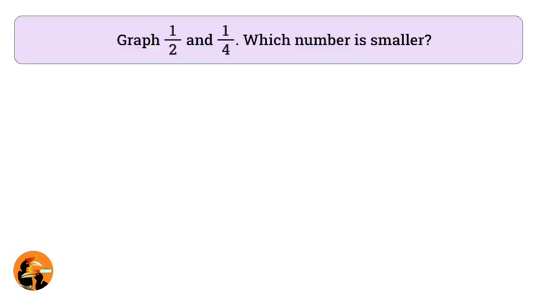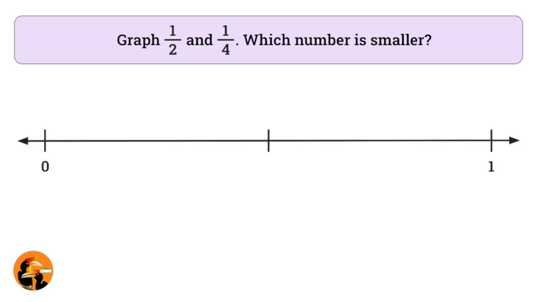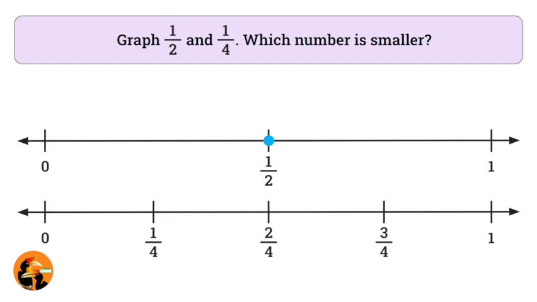Graph 1/2 and 1/4. Which number is smaller? This number line is broken into 2 equal parts, or halves. Let's graph the fraction 1/2 by plotting a point right here. On this number line, you can see that we've labeled the fraction amounts between 0 and 1, counting by fourths. Let's graph the fraction 1/4 above its label right here.